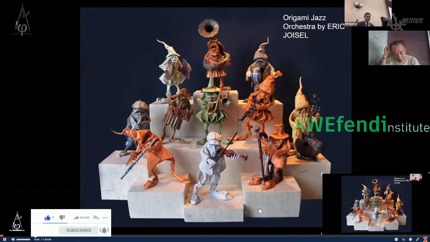You have one piece of paper for each musician and one for each instrument. If anyone goes to Japan, I strongly recommend you stop by the Origami Gallery in Japan so that you can see at least part of this work of art.